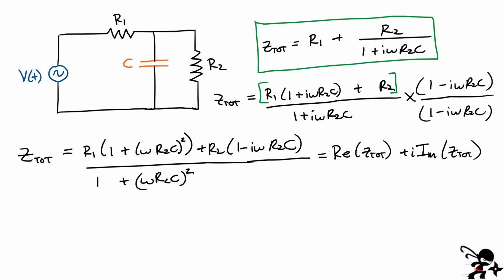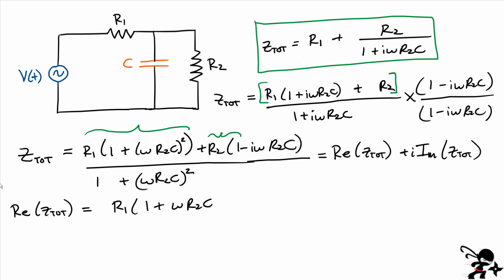So you want to group all the real terms together, right? This first term is a real term. This here is going to be a real term. The only imaginary term is going to be this last term right here. Okay, so let's go ahead and separate that out. So we have that the real part of Z total, okay, is going to be R1, 1 plus omega R2C. Remember, this term here is squared. And again, plus R2. And again, both terms are going to be over the same denominator.